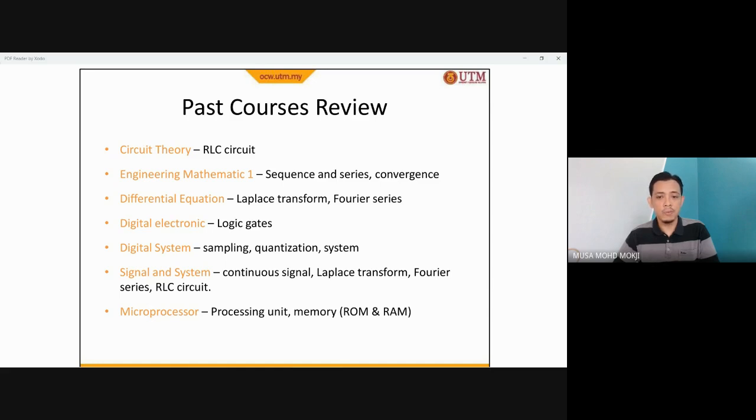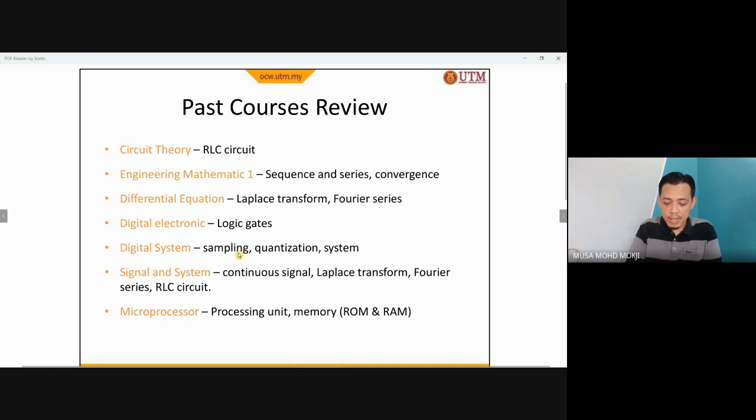Laplace transform and Fourier series is for the analog version of a signal. But when we go to discrete, we will have a Fourier transform. We will have a Z transform. Not a Laplace transform anymore, but we're going to convert that into a discrete version. Digital electronics, so we need to know logic, because we have a lot of things here.